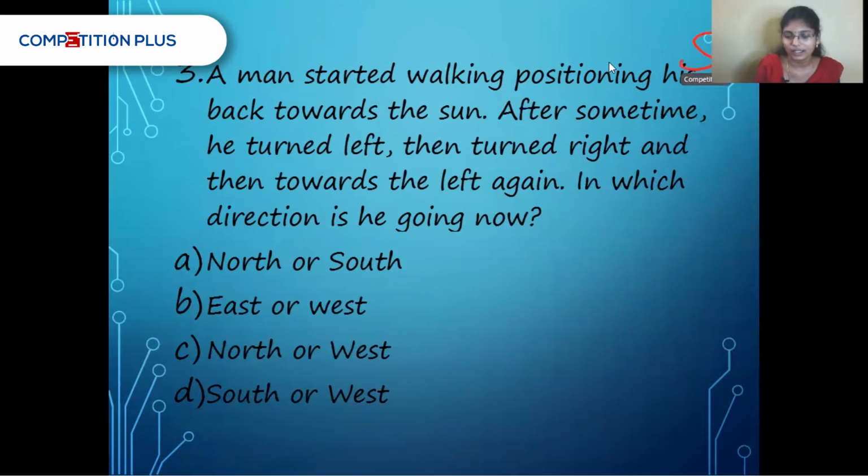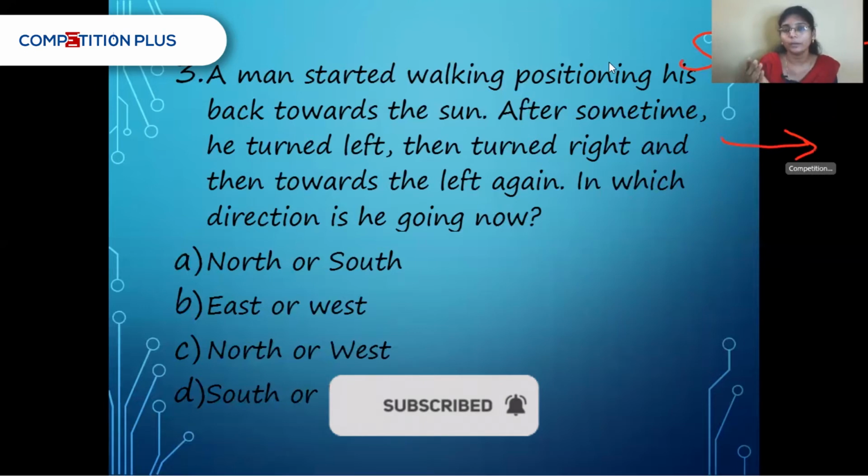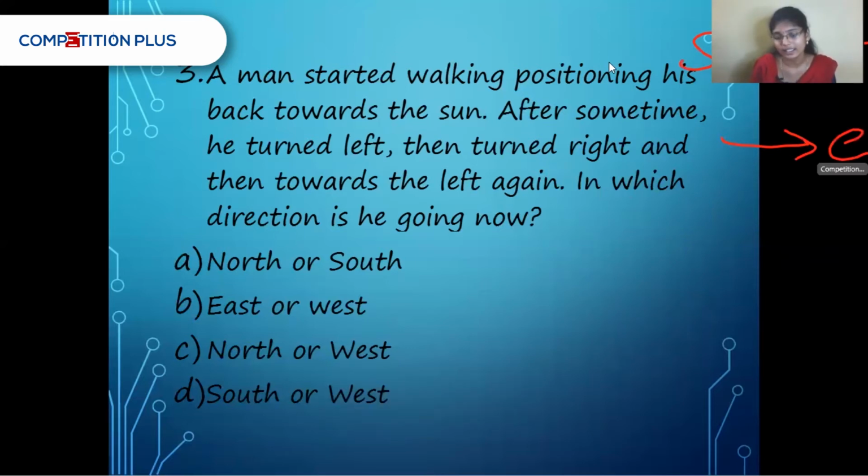If it is in the sunset, the sun sets in the west, so he's moving by placing his back towards the sun. So it is understood that he's moving towards the east. Now his right and left would change, right? This is his right and this is his left. So he's making a left turn.